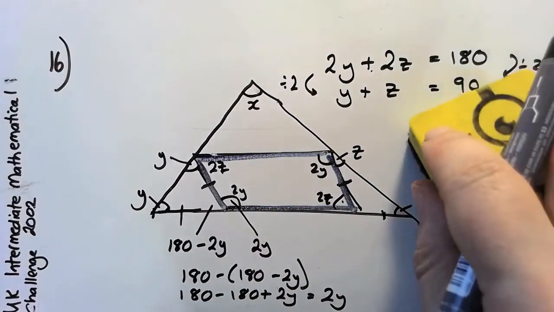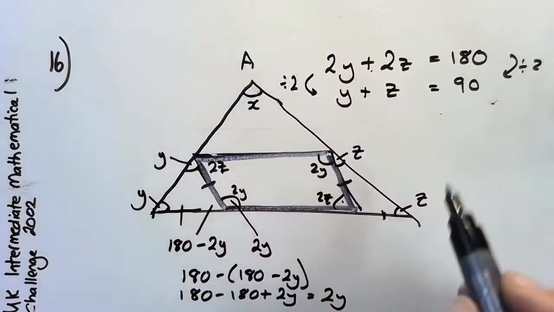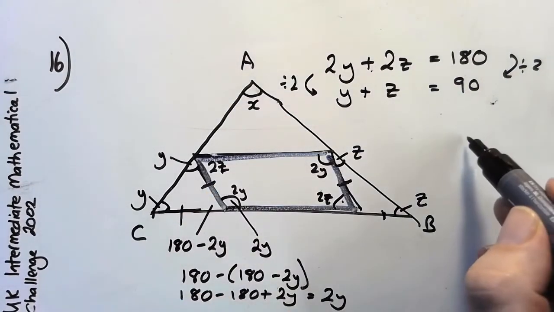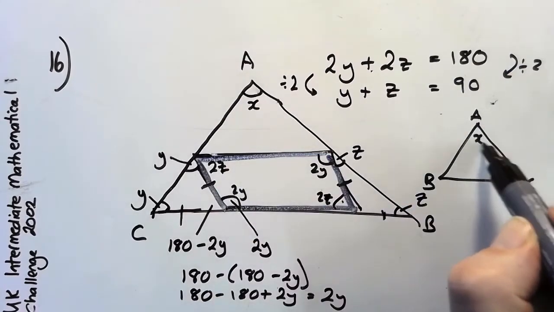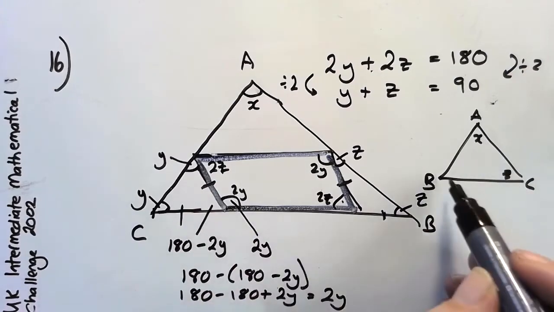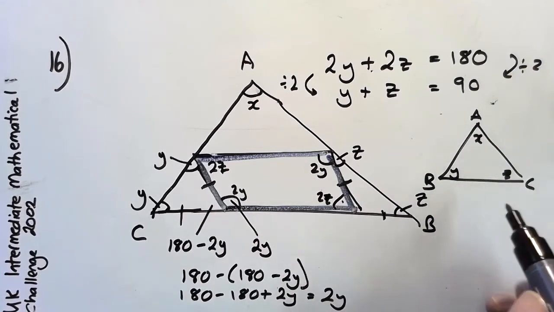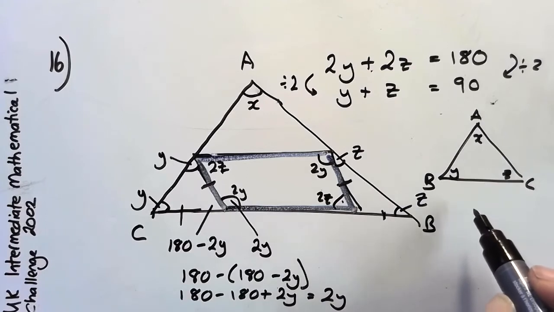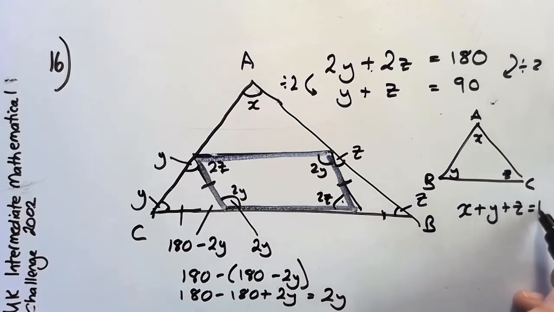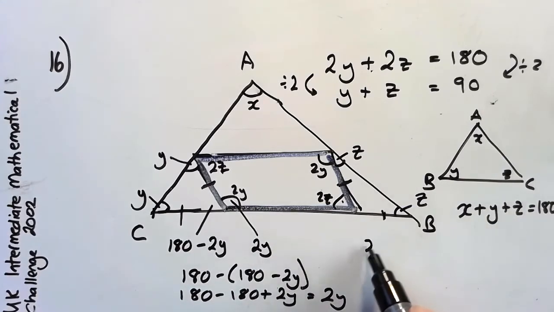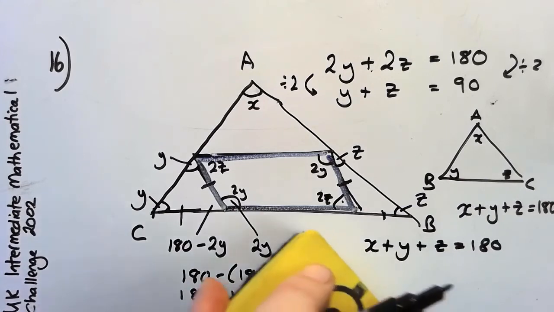Then if you think about the large triangle, so the one that's going from here to here to here, if I put A, B, C, so that whole triangle there, this is going to be an X. We've called this one Z here. We've called this one Y here. Interior angles of a triangle sum to 180. So therefore another equation that I can use is X plus Y plus Z equals 180. Let's just write that here. X plus Y plus Z equals 180.